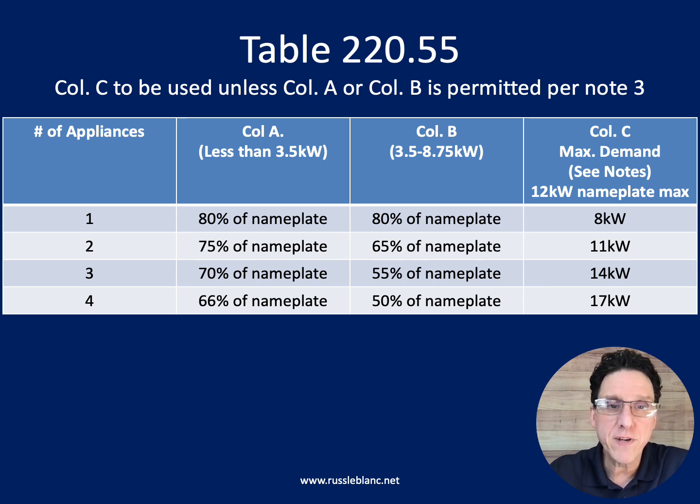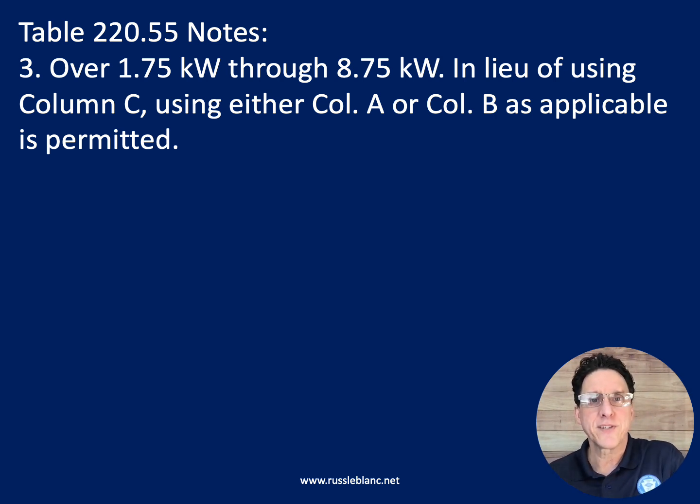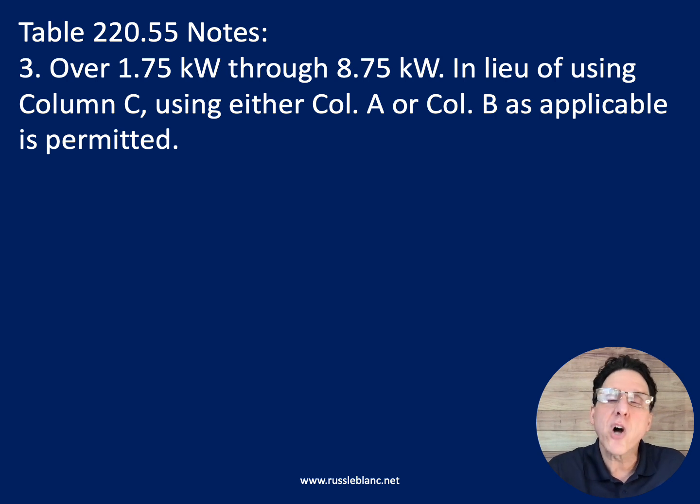I want to focus on note 3 first of all. Note 3 says instead of column C, or in lieu of column C, you can use column A or B as applicable. All right, so you really have 3 choices if you think about it. You could use your nameplate, or you could use column C, or you could use column A or B as applicable. So that's why these calculations can be difficult sometimes, because there's potentially 3 ways to do it. And they're all correct, right? They're all permitted.